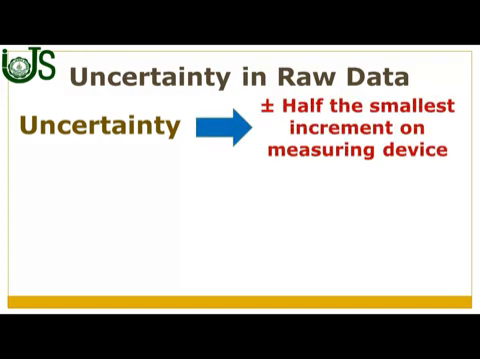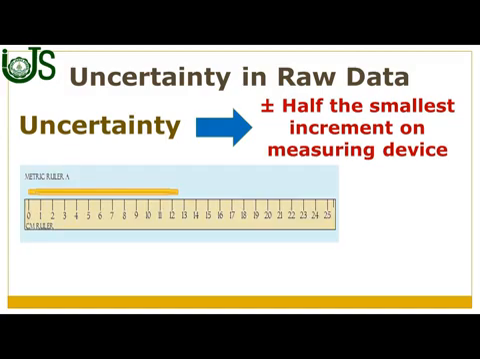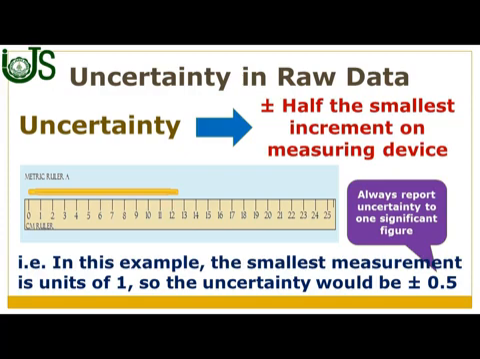So when your instruments are analog devices, you can measure the uncertainty by means of dividing into two the smallest increment on the measuring device. So it means it is positive, negative, half of the smallest increment on measuring device. So for example, in a metric ruler, the smallest number here is 1. So meaning to say, you are going to divide into 2 the smallest increment. So the uncertainty will be positive, negative, 0.5.